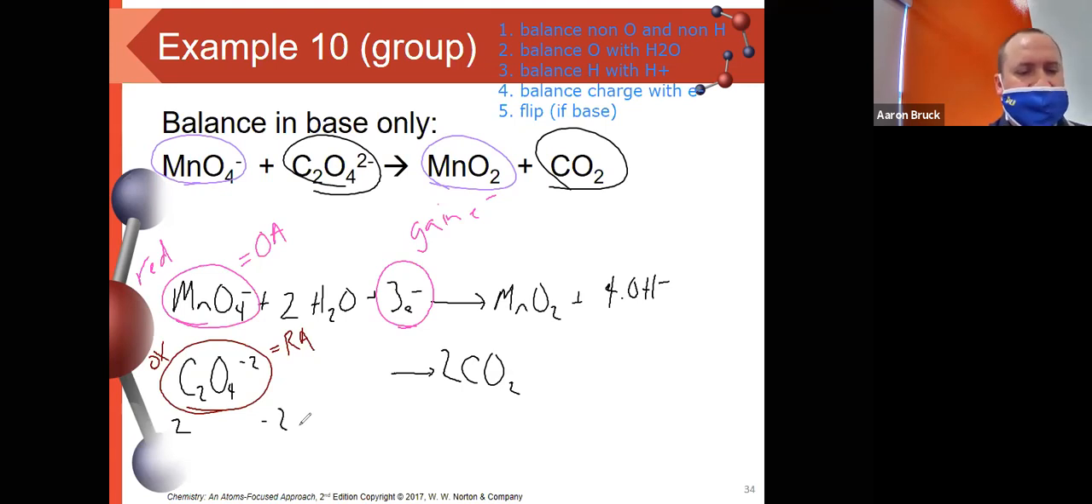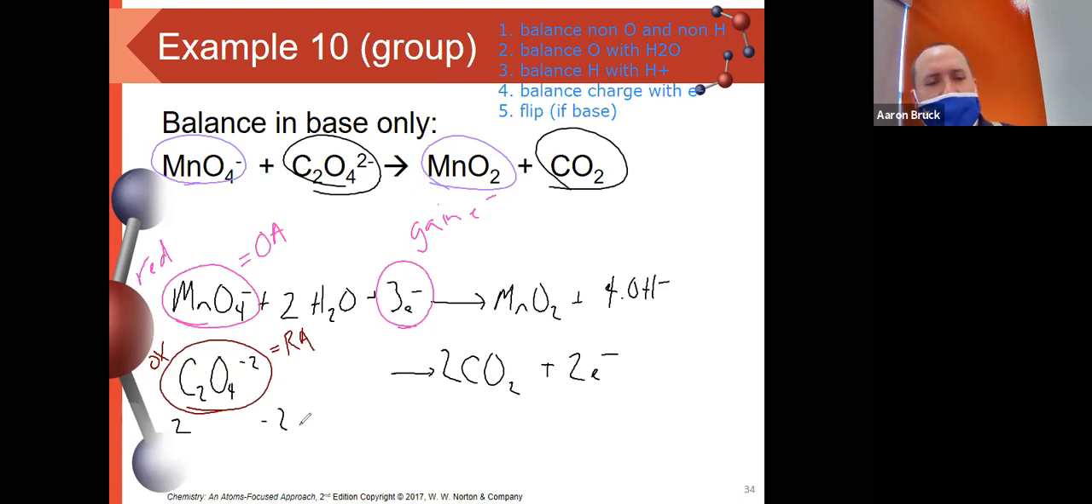-2 overall on this side means I need 2 electrons on that side to balance it out. I don't have any hydrogens or waters, so I don't need to flip it even though I'm in base. This is the set half reaction. So the only thing left to do is to combine these 2 half reactions to give me the overall reaction. So I started with a full reaction. I split it into halves. Now I need to add those 2 halves together again.